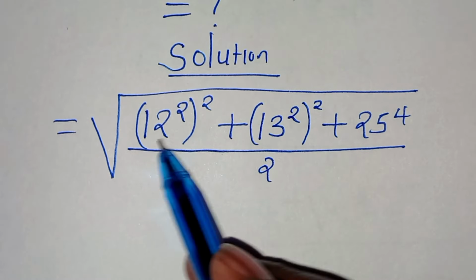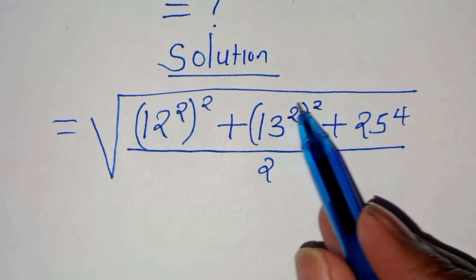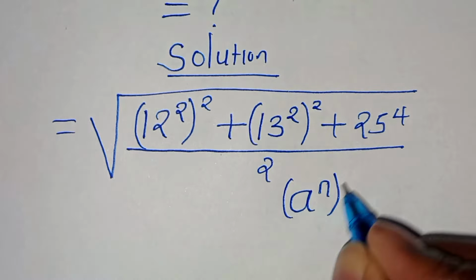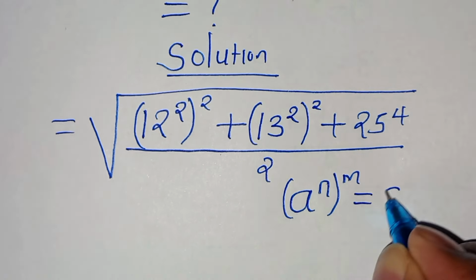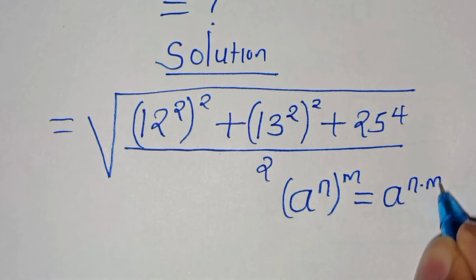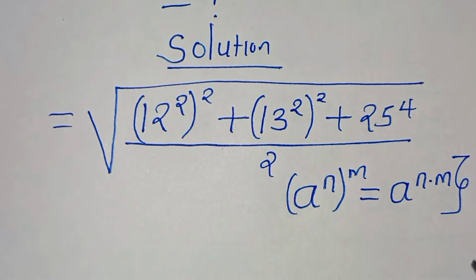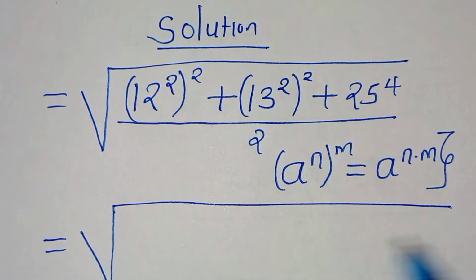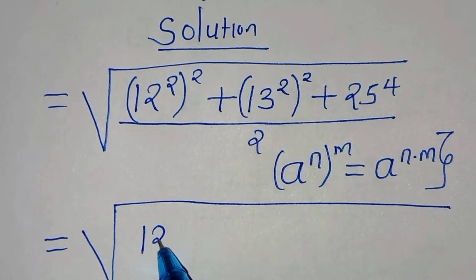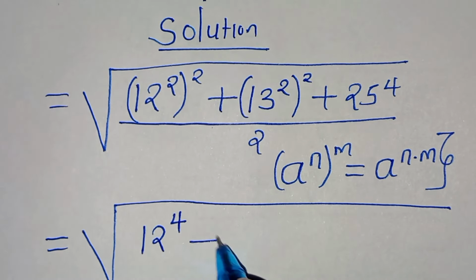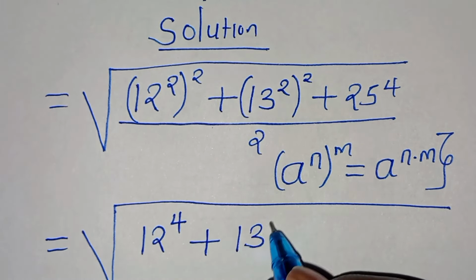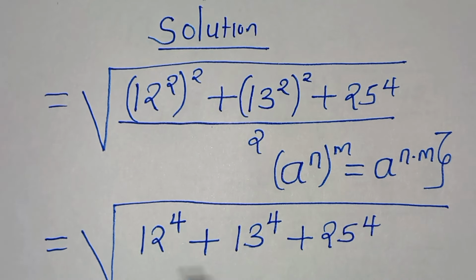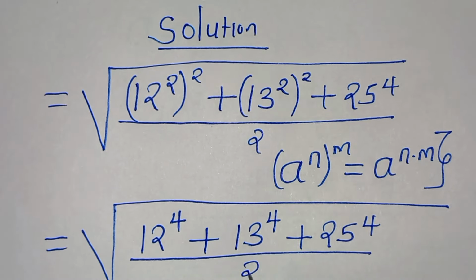The next step is that 12 to the power of 2 to the power of 2 and 13 squared to the power of 2 are in the form of a to the power of n raised to the power of m, which we can express as a to the power of n multiplied by m. Applying this exponent property, we have the square root of 12 raised to the power of 2 times 2, which is 4, then plus 13 raised to the power of 4, then plus 25 raised to the power of 4, everything here divided by 2.